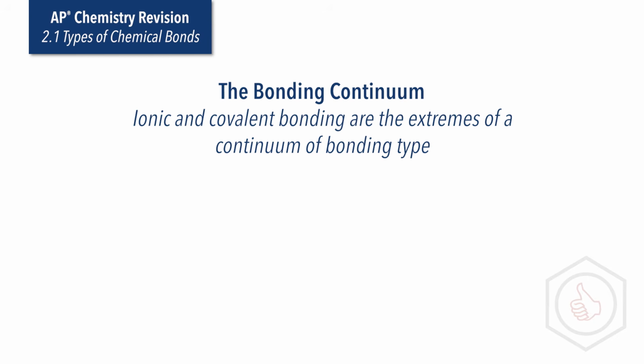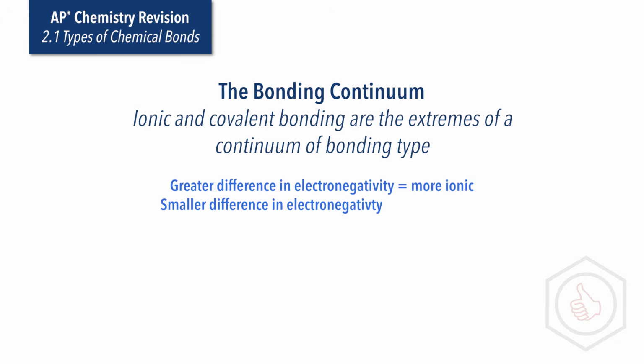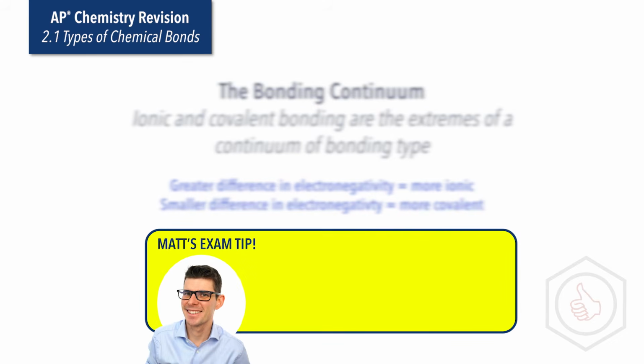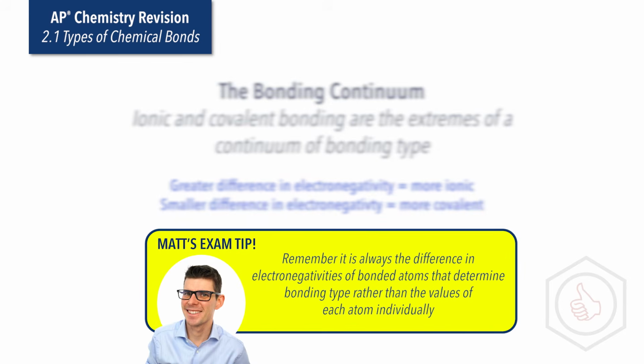The greater the difference in electronegativity, the more ionic character the bond has, and the smaller the difference in electronegativity, the more covalent character the bond has. Exam tip here, remember it is the difference in electronegativity that determines the bond type of two bonded atoms. It isn't the individual electronegativities of the atoms. You can have two highly electronegative elements bonded together, but if the difference in electronegativity between them is very similar, the bond will still have a very low polarity.